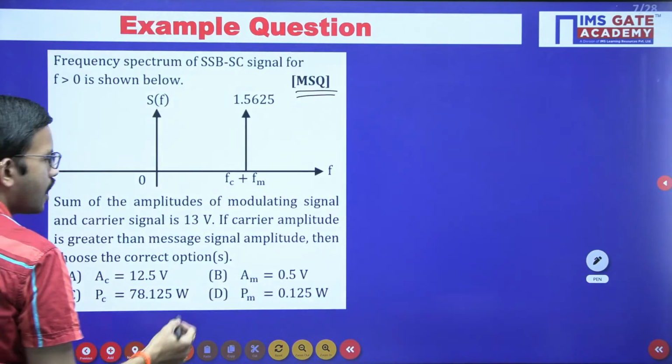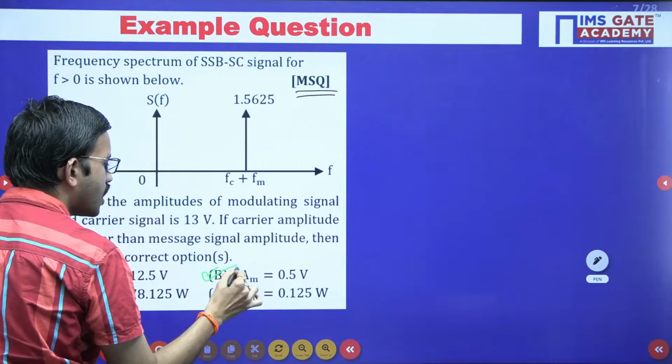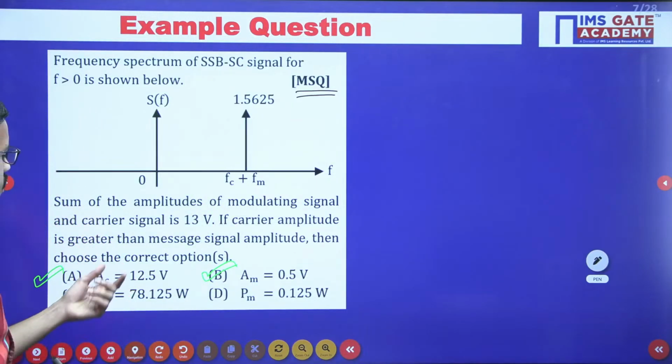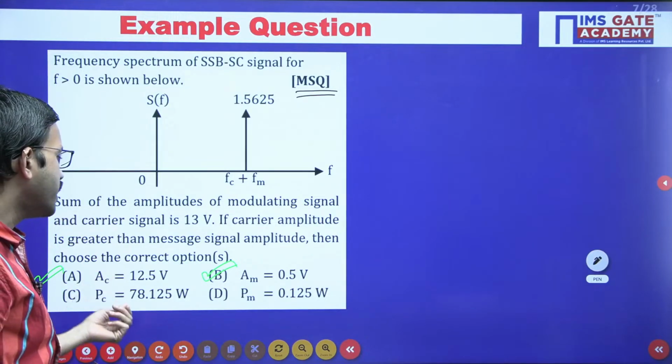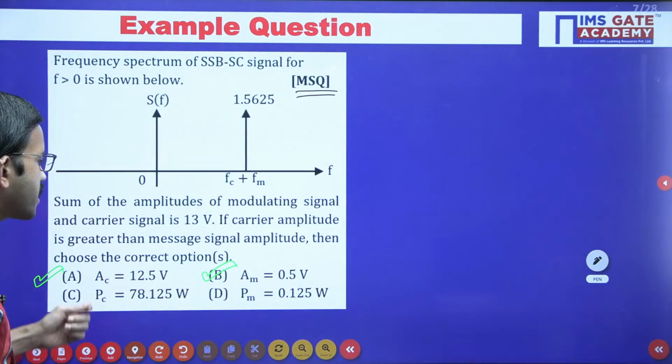Yes, that means option B is also correct. As of now we got option A and option B both are correct, right? Now let us verify regarding option C and option D whether they are correct or not.